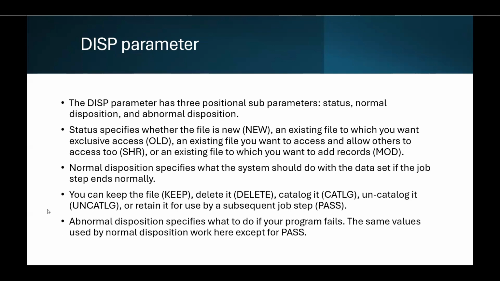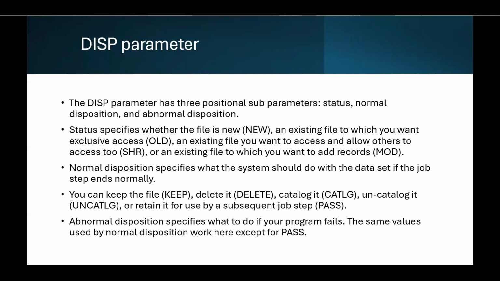Okay, so this is all about the normal disposition and the parameters that you can use for that particular file. If your job or your job step completed, that is what you will be doing with that file. You can provide these options as per your requirement. And the next one is the abnormal disposition. Abnormal disposition specifies what to do if your program fails.